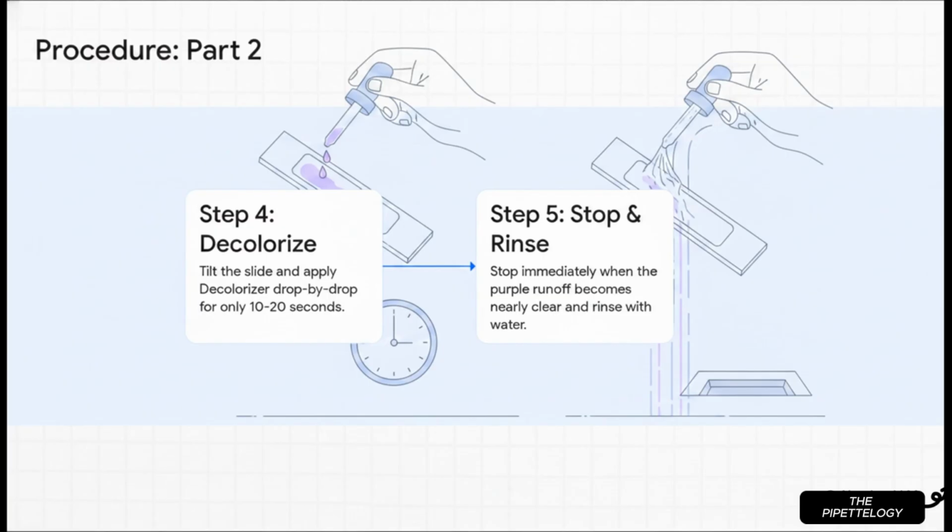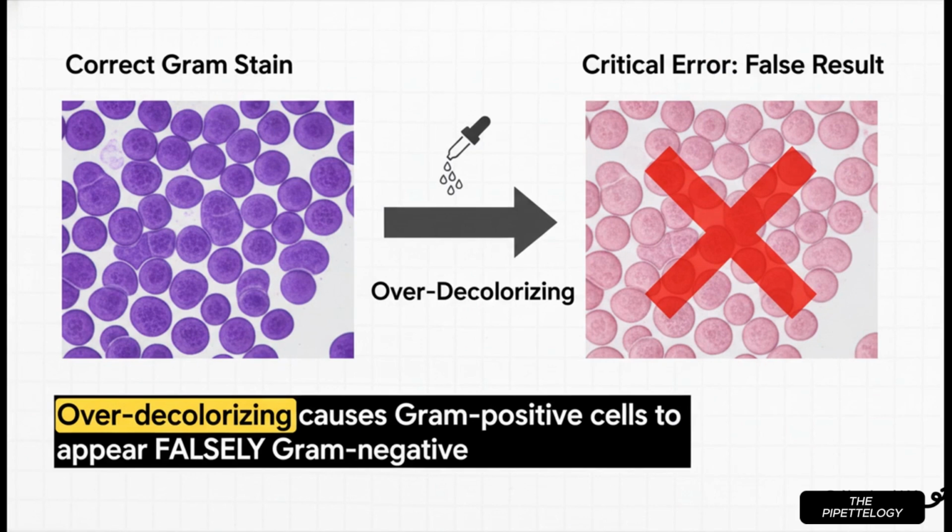It's that fast. If you go too long, you'll strip the dye out of everything. Too short, and nothing gets decolorized. It is all about timing and observation. And let me be crystal clear here. This is the number one mistake. It's what trips up students, new techs, pretty much everyone at some point. If you over-decolorize, you're going to wash that purple stain right out of the gram-positive bacteria, and they'll look pink, falsely gram-negative. And just like that, you've completely invalidated your result.